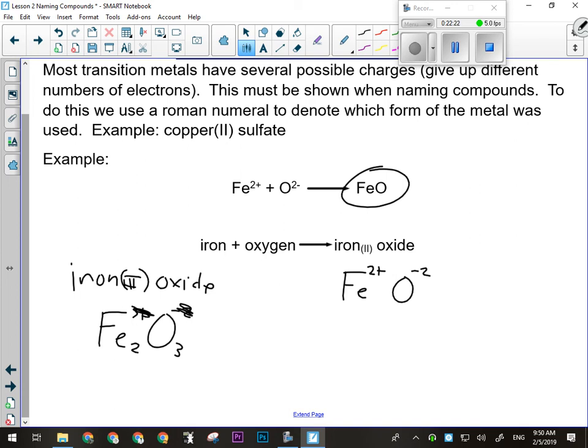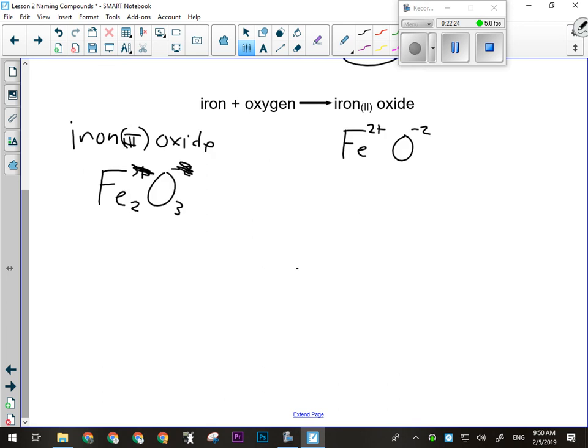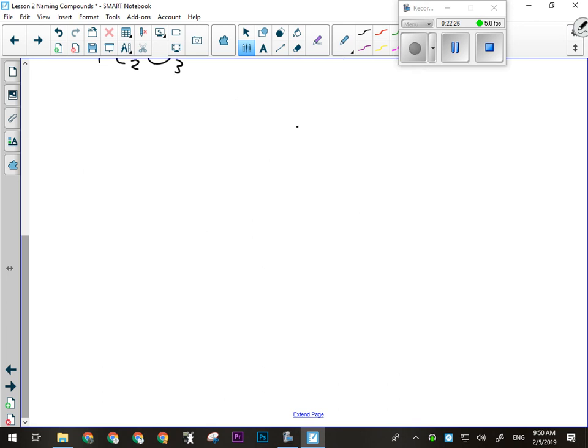All right, so let's try one here. Let's look at what would I call that stuff? Okay, so I'm going to write, first off, it's going to be copper sulfide, right? I'm going to write out according to the normal ionic naming rules that this would be copper sulfide, okay? But now I have to figure out which charge copper had in this compound, okay?